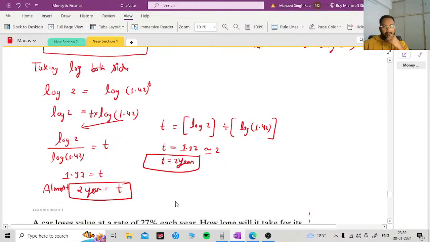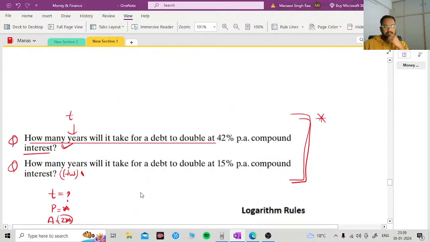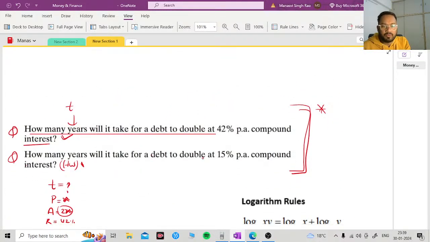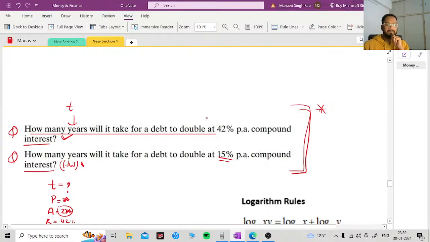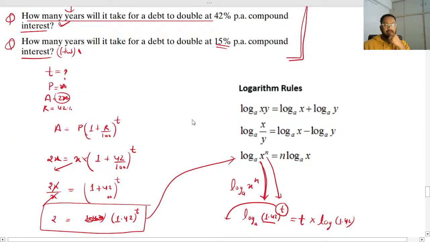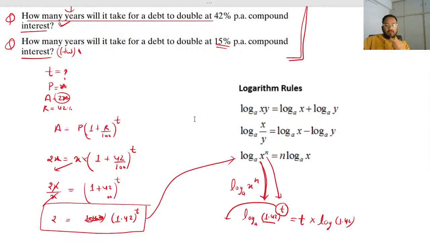Done. Now the same question is this second one. How many years will it take for a debt to double at 15% per annum compound interest, right? So I want you all to solve this question so that let's see we are able to understand the concept properly or not. I'm giving you 1 or 2 minutes to complete this. Okay, you can rewind and you can see what I have done in the previous question, right? So I'm giving you time. Let's start. Your time starts now. Be very quick.